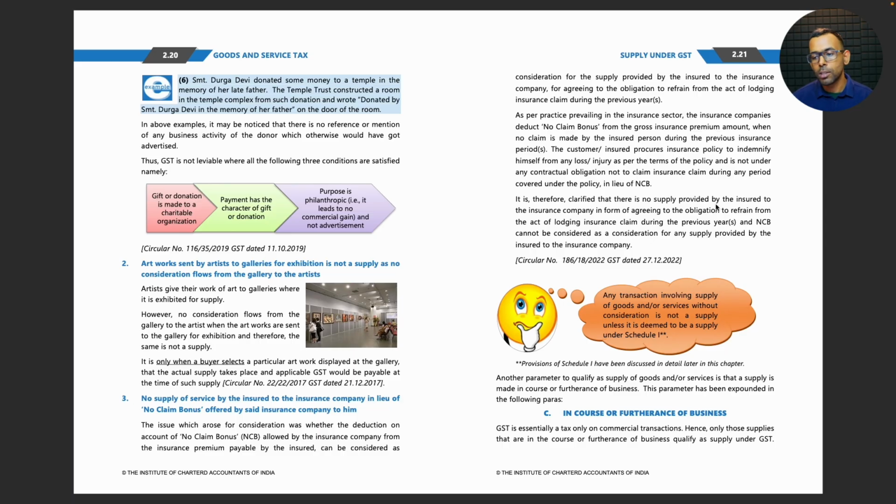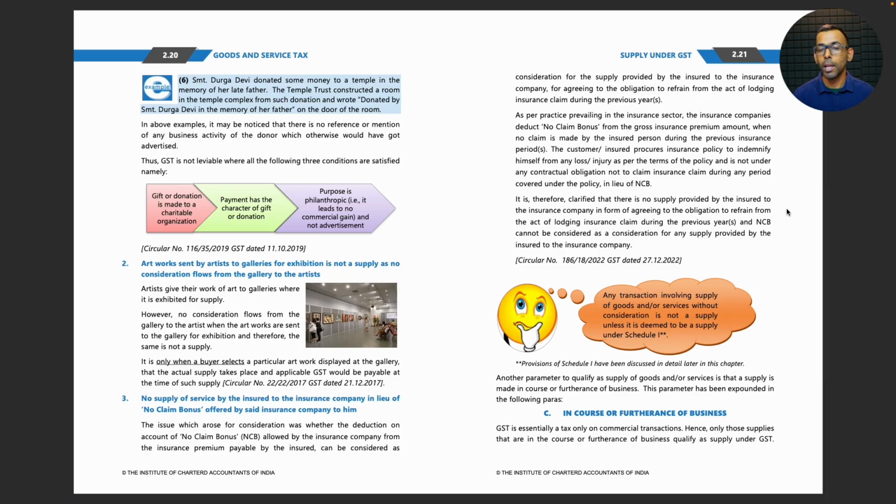The insurance company is not providing any supply by the insured. There is no supply provided by the insured to the insurance company in the form of agreeing to the obligation to refrain from the act of lodging an insurance claim. I am actually not agreeing to the insurance company. If I say, okay, for this 1 year I will pay you 1,000 rupees premium, but I will not claim any insurance, then that is actually a conscious acceptance from my end to the insurance company.